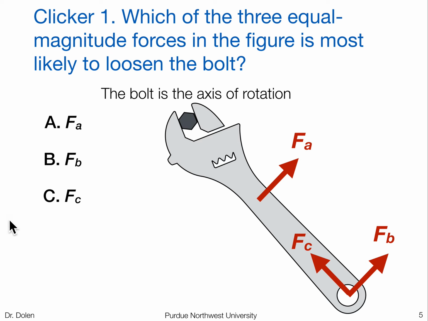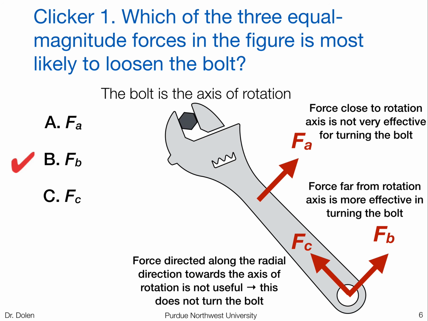So the answer here is force B. Okay, force A is going to cause this bolt to rotate. We have a force applied at some distance. That means it's going to apply a torque, and it is going to cause some rotation. But since this force is applied relatively close to the axis of rotation, it's not going to be very effective for turning that bolt. Right? There's not very much leverage. Force B is applied at a much greater distance in effectively the same direction. And so force B is going to be more effective. There's more leverage for force B, and force B is going to be more likely to turn that bolt.